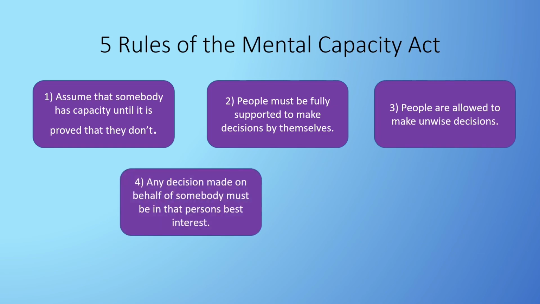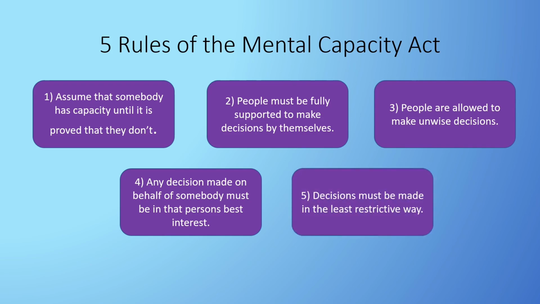The fourth rule is that any decisions made on behalf of somebody else must be in that person's best interest. This means taking into account that person's wishes and feelings and making a decision based on what is right for them. The final rule is that decisions made for somebody else must also be the least restrictive option. This means looking at the options which have the least limits on that person's freedom or rights.